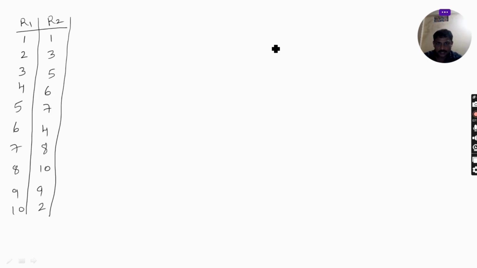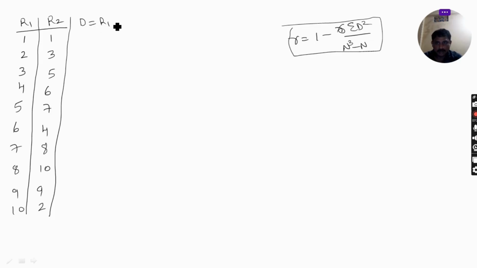Immediately what we have to do: what is the formula? R is equal to 1 minus 6 into summation d square by n cube minus n. This is the formula, and based on it we have to do all this calculation. We have to calculate D. How to calculate D? D is equal to the difference between the ranks. I'm taking R1 minus R2, or else you can go for R2 minus R1. Both are the same.